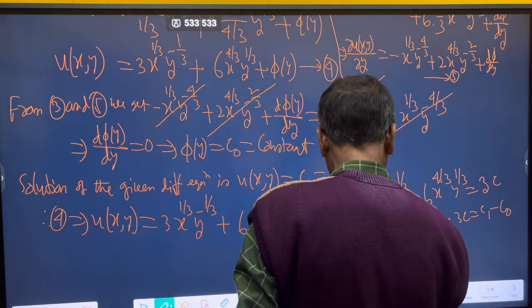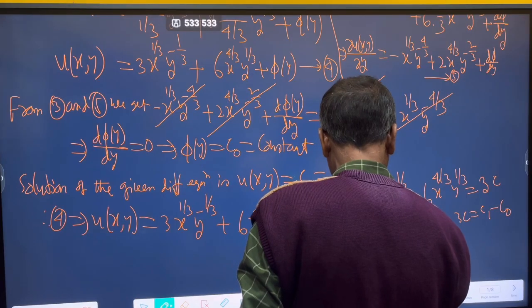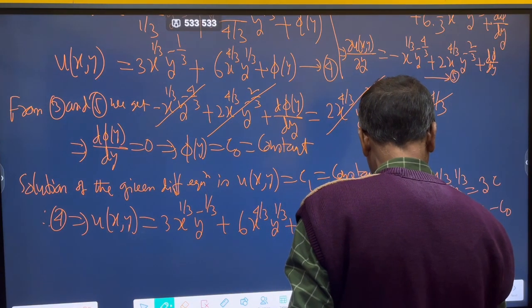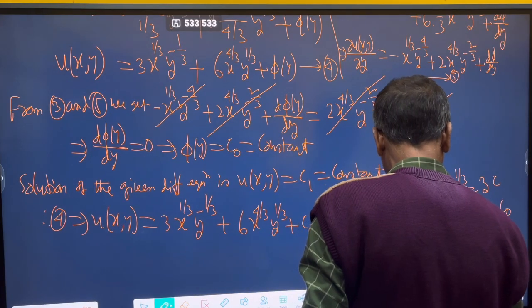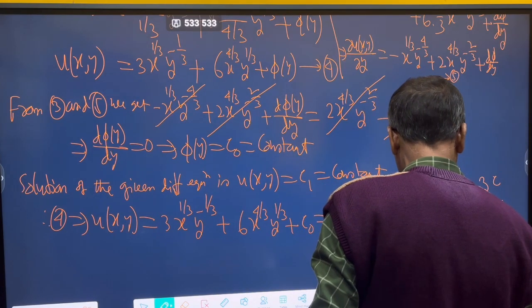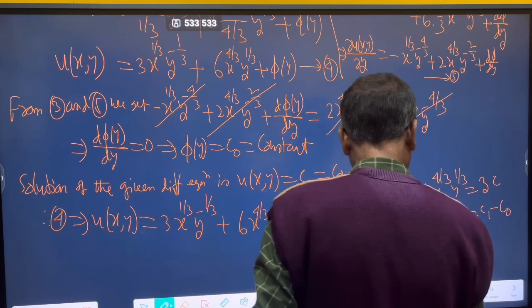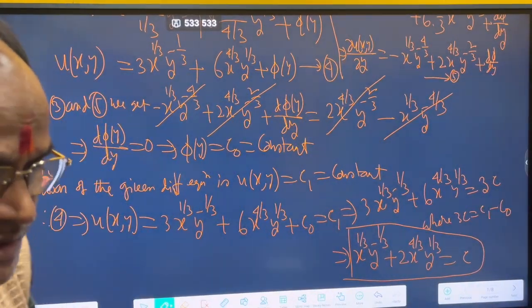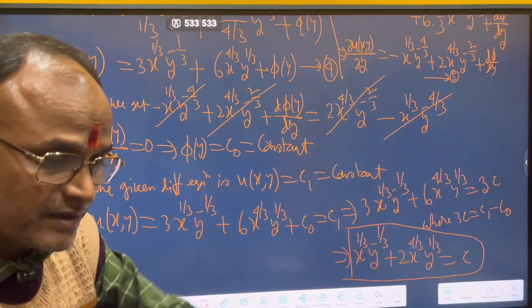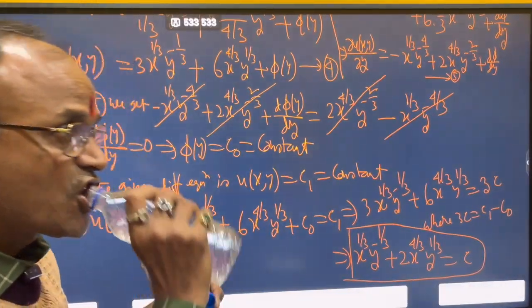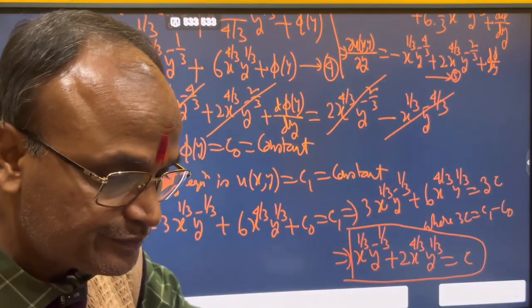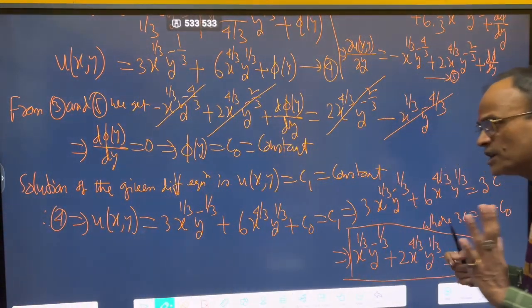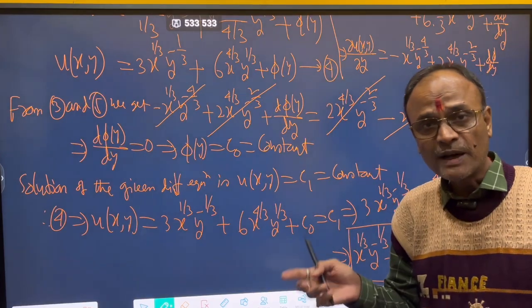This means x to the power 1 by 3 y to the power minus 1 by 3 plus 2 times x to the power 4 by 3 y to the power 1 by 3 is equal to c. This is the solution of the given differential equation. We have solved this equation by one method.